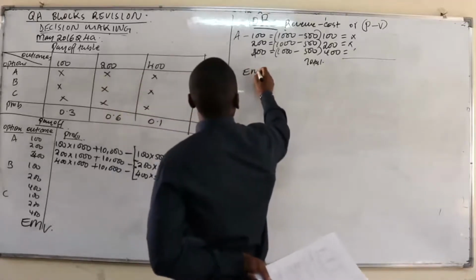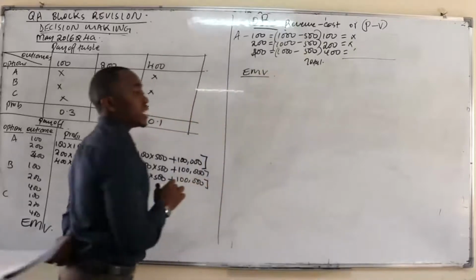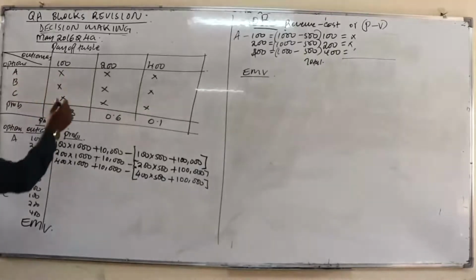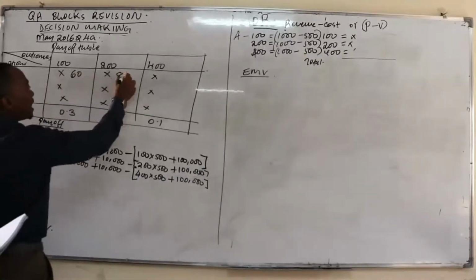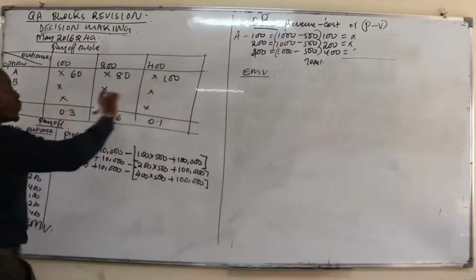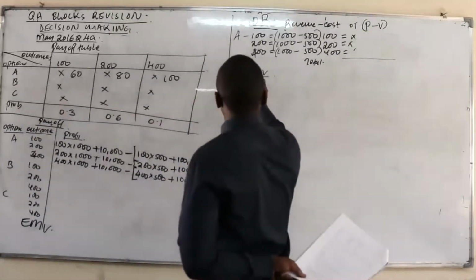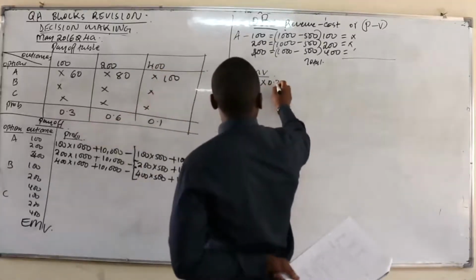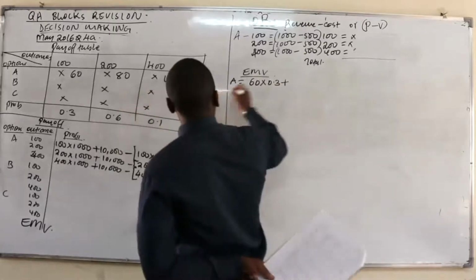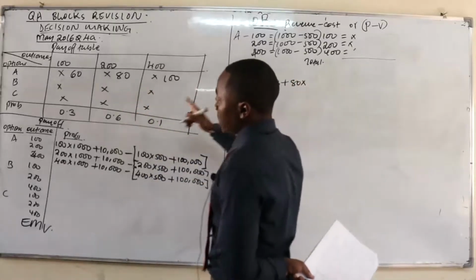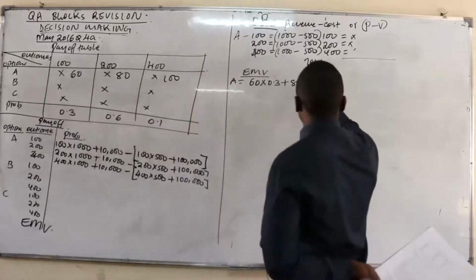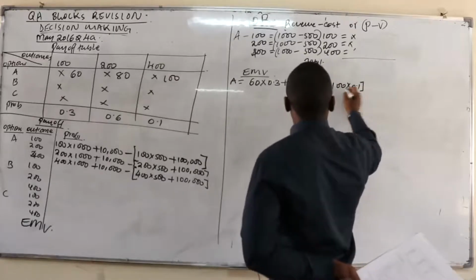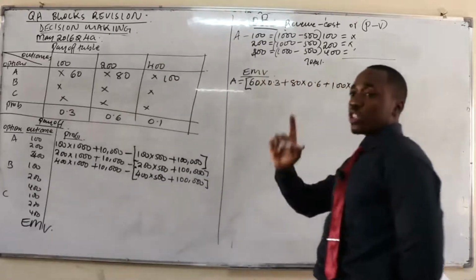So how do we get the EMV? Now, for EMV in this case, you'll be taking what you got here. For example, let me just guess a figure. Assuming this will be 60, this will be 80, and this one will be 100. So for A, for example, for machine A, you'll take 60, you multiply by the probability, which is 0.3, plus you can also get 80, that's the total contribution margin with a probability of 0.6, or you can also get 100 times 0.1, you get the total contribution margin.